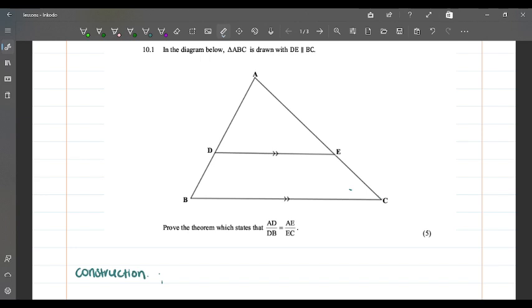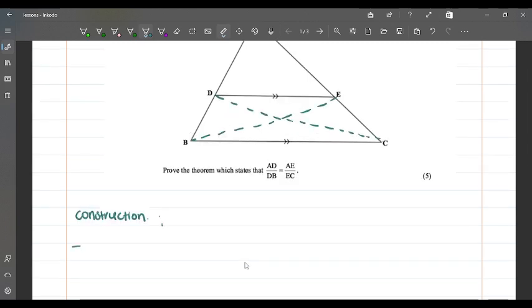Now, the first step with regard to proving a theorem, remember, is construction. So what is it that I'm going to construct? I'm going to join line BE. So that's the first thing that I'm going to do. And what else am I going to join? I'm going to join line DC, right? So let me go about stating that. I'm going to join line DC and line BE, all right?